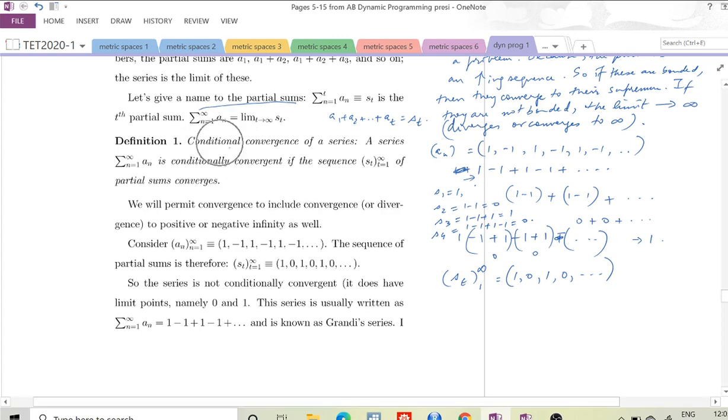So that gives us this first definition, conditional convergence of a series. A series is conditionally convergent if the sequence of partial sums converges. So this Grandi series is not conditionally convergent. However, the series 1 plus a half plus 1 over 2 squared plus 1 over 2 cubed, etc., we know we can establish converges to 1 over 1 minus a half, that's 2. Okay, so this series is conditionally convergent, right?